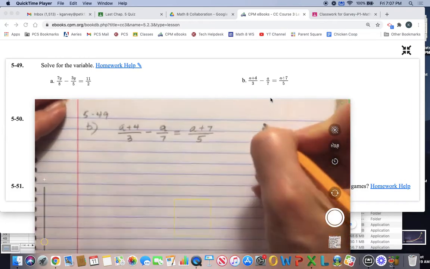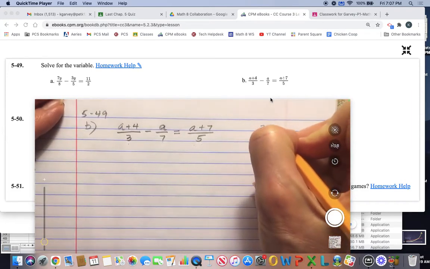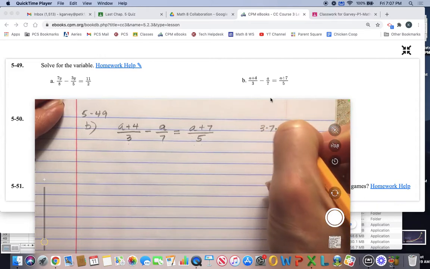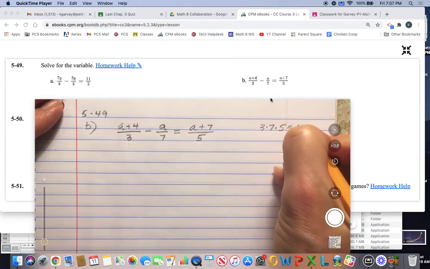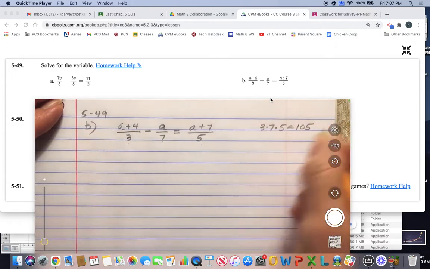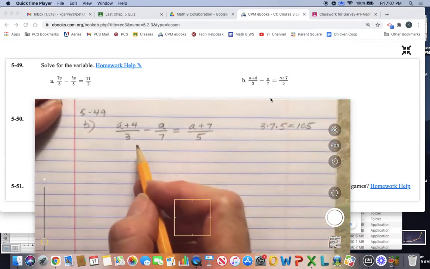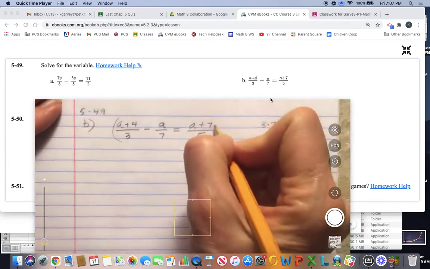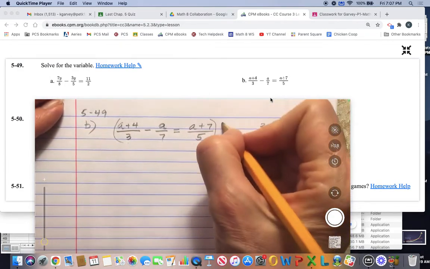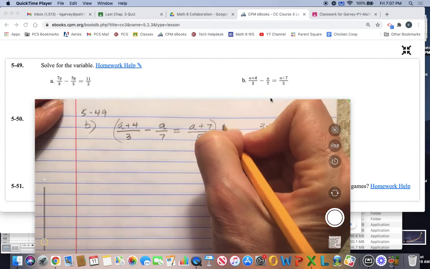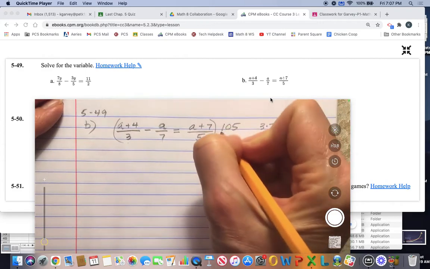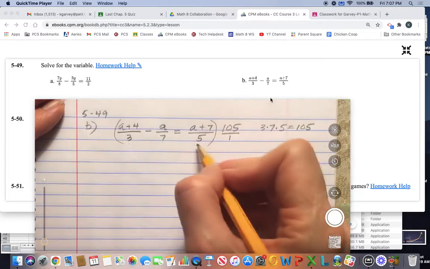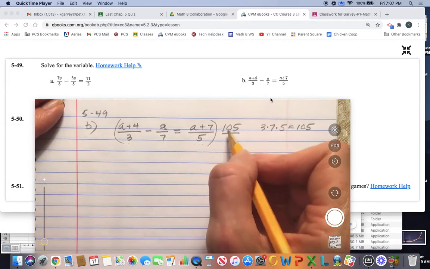And if you do that, 3 times 7 is 21. And 21 times 5, that's equal to 105. All right, so that's the number we're going to multiply this whole thing by. So I'm going to put parentheses around it, and then put 105 over 1 so that we make sure that we multiply these fractions correctly.